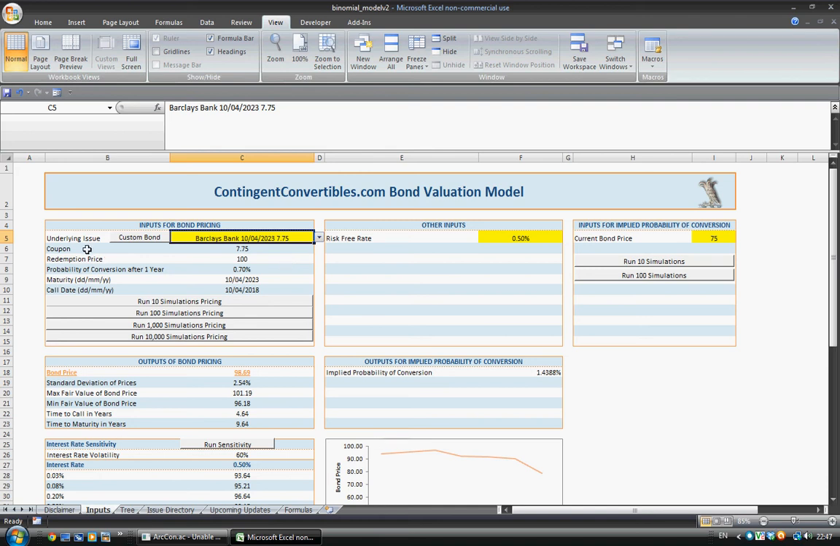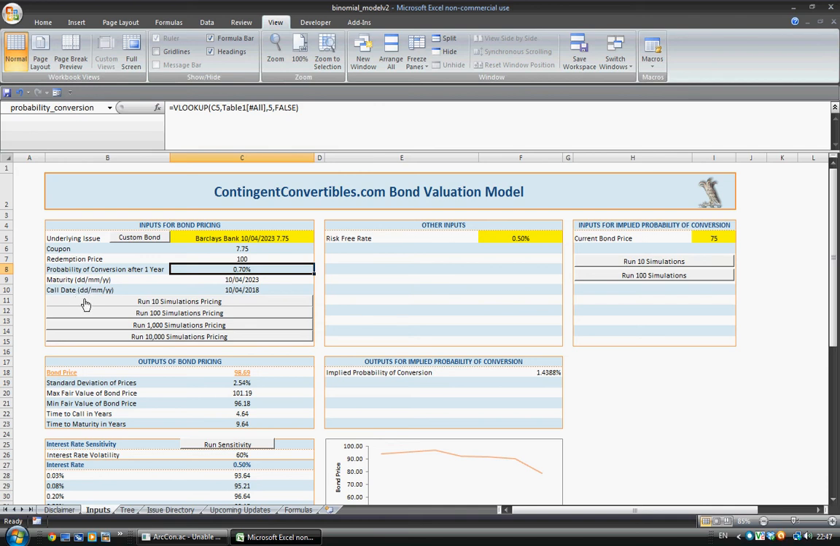To begin with, you have the underlying issue. You can enter a custom bond here, where you can make up your own variables, but I have built in a list of about 80 different issues which are currently in the market, and they all have their built-in coupon, redemption price, maturity and call date. The one thing that they don't have is the probability of conversion. The probability of conversion is the most key variable, and I'm going to come back to this at some point. Here we have a number of different simulations which you can run.